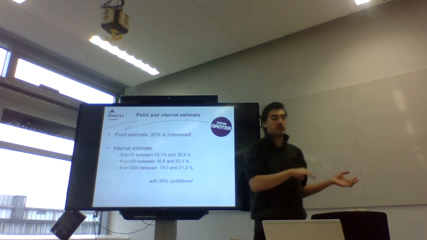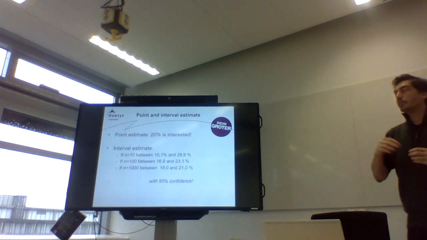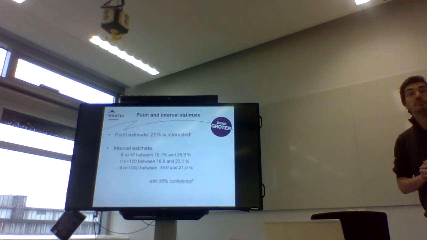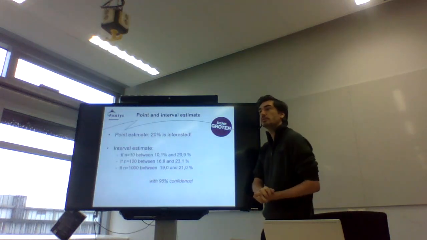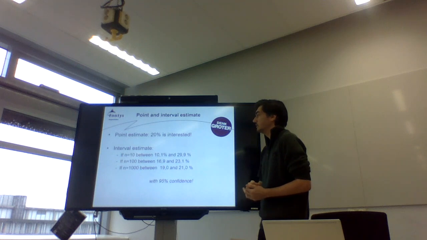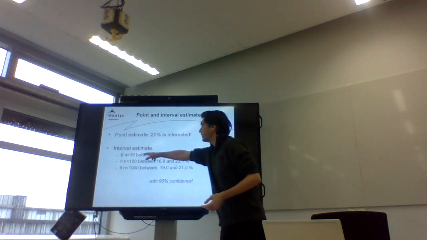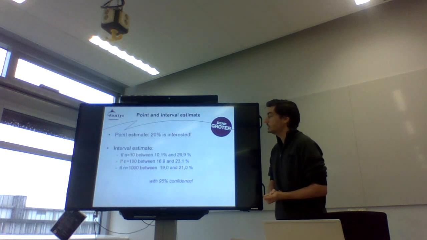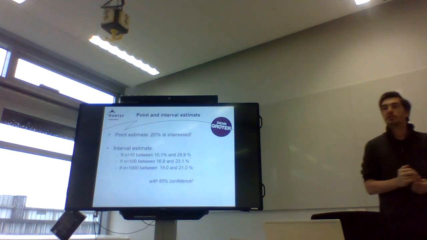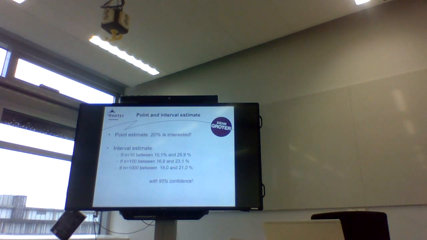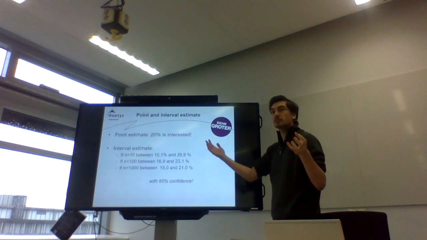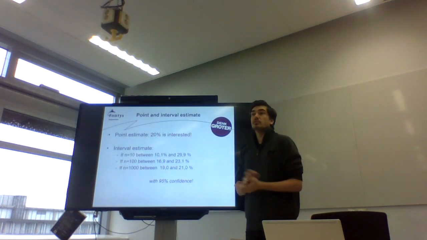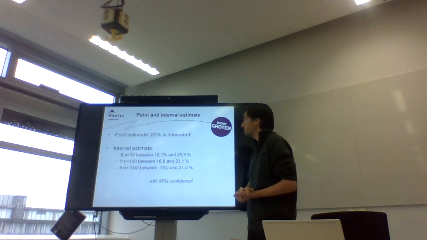We'll need some formulas for that. I'll go into that in a bit, but for example, if I only ask 10 people and I want to be 95% confident about the values I give to the company, it turns out that between 10.1 and 29.9% of the people will be interested, which is a huge spread, a huge margin. I don't really know how many people are going to buy my product now. It's somewhere between 10 and 30%, which will make a big difference in the amount of revenue this new product will give me.